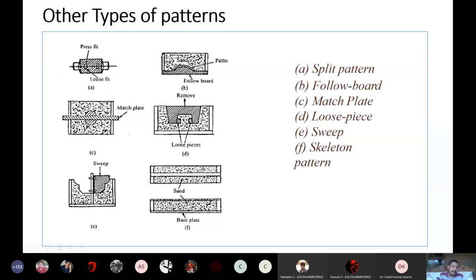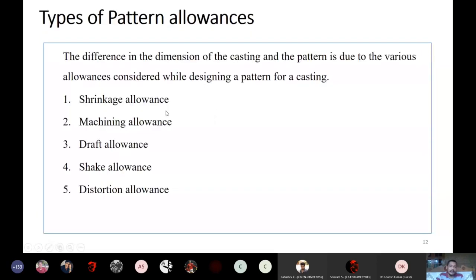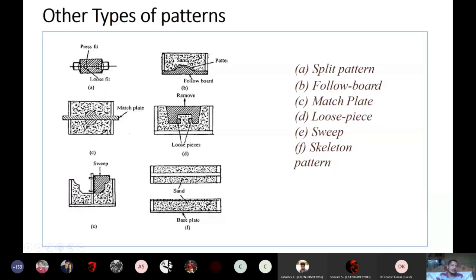Loose piece pattern you can see over here. In order to ensure a geometry like this, these areas are filled with sand. So what happens is that if I keep a complete shape of a pattern like this, when I remove the pattern, this sidewall also will come with the pattern as I am removing it. So this is one pattern and this is a loose piece which is attached to the pattern so that the exact geometry can be obtained. When I remove, first I will remove this, then I'll remove these loose pieces. They are called loose piece patterns.